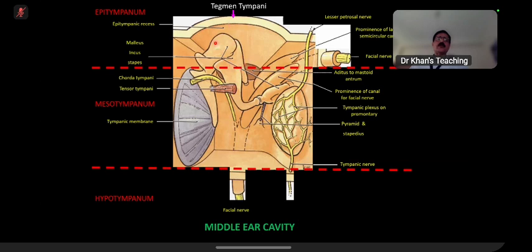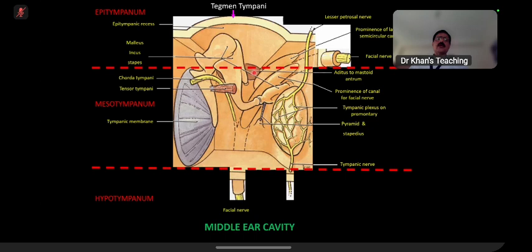So this portion superior to that is the attic or the epitympanum, where the head of malleus and the incus is. And this bone is the tegmen tympani, which is in between the middle ear and the brain. Now, posteriorly, there is an opening here which is known as aditus ad antrum, because on the other side is the mastoid antrum and then the mastoid air cells.